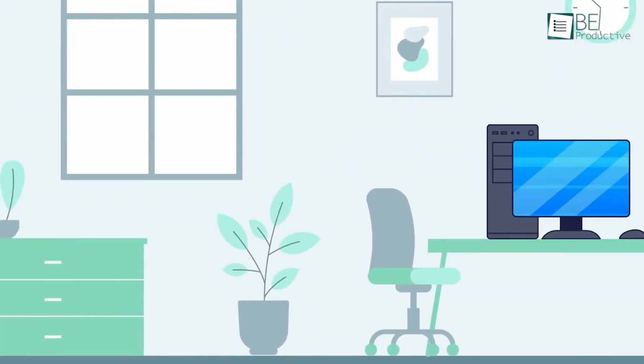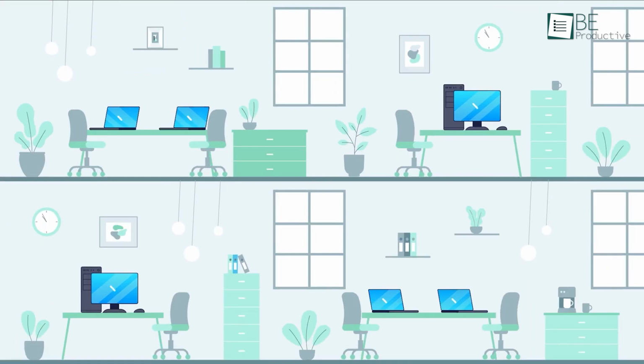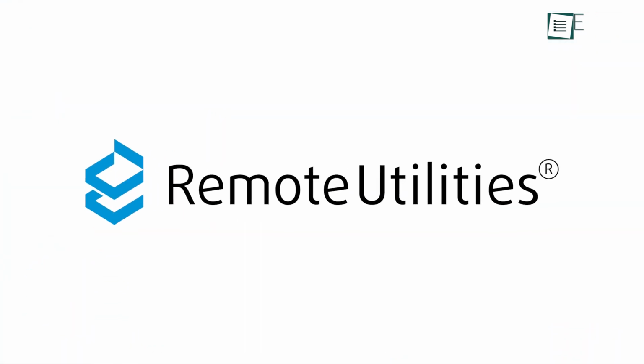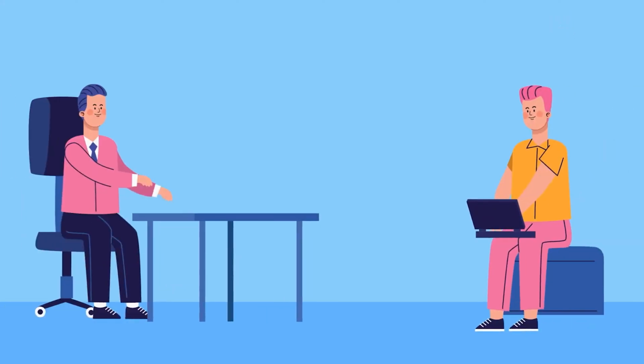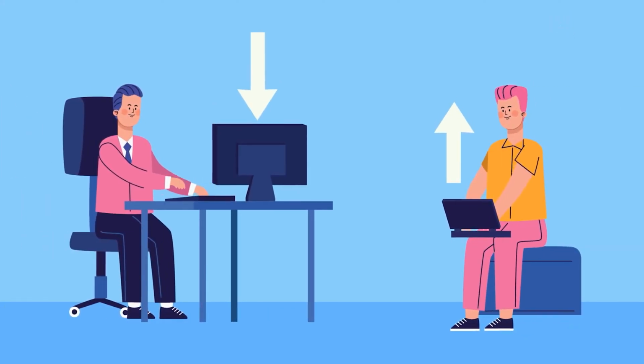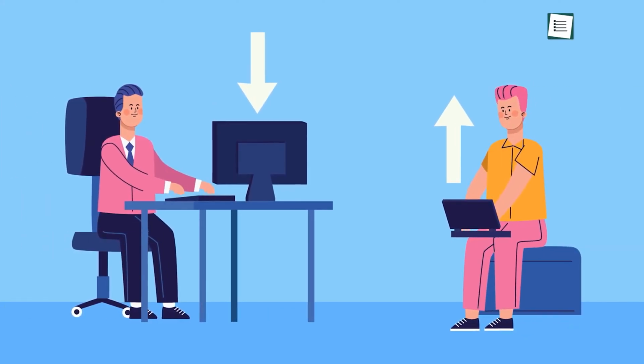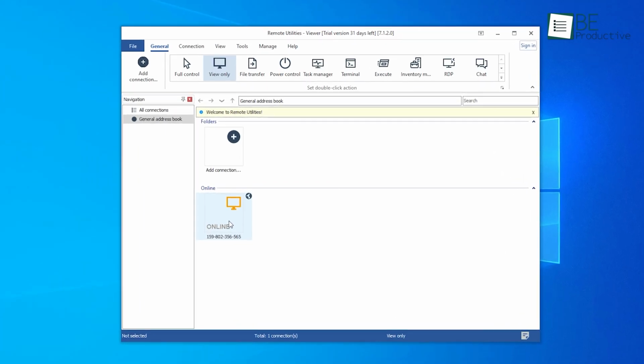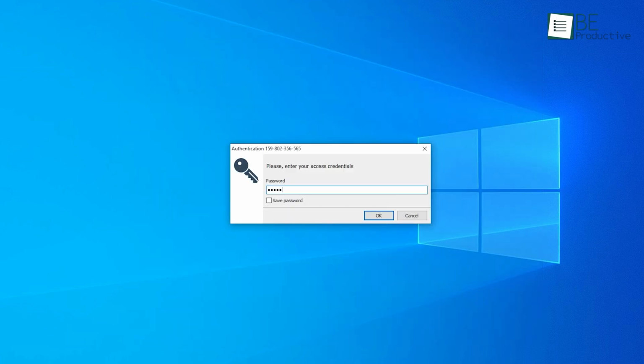Maintaining a computer network can be a daunting process, especially when the network spans multiple cities and countries, but not when you have Remote Utilities. A flexible remote desktop software that allows you to easily maintain a fleet of distributed computers to provide remote support to users all around the globe. The main window of this software displays an address book with access details of the remote computers that you maintain.